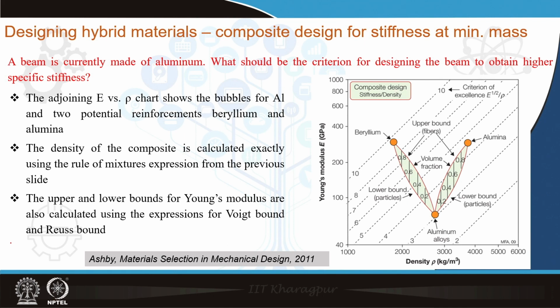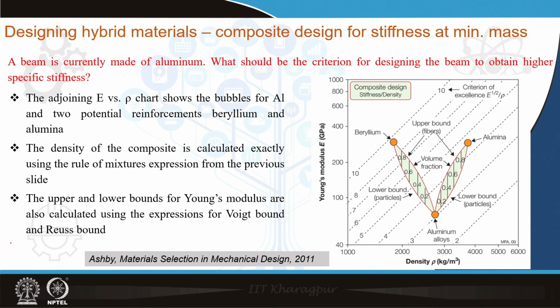Now, what do we see from this plot? We automatically see that the two composites function very differently. If we consider the composite between aluminum and alumina, we see that in the best possible case, the values that we obtain from the upper bound, that is assuming fiber reinforced composites along the fiber direction, lie between the lines of 4 and 5 for the criterion of excellence, that is E to the power half over rho, the material index parameter.